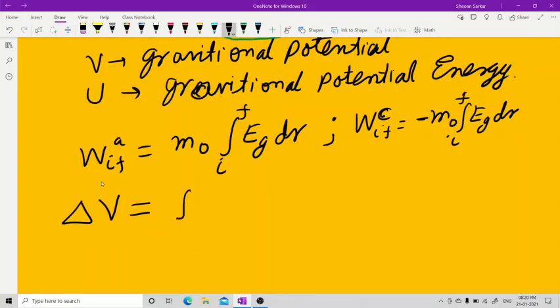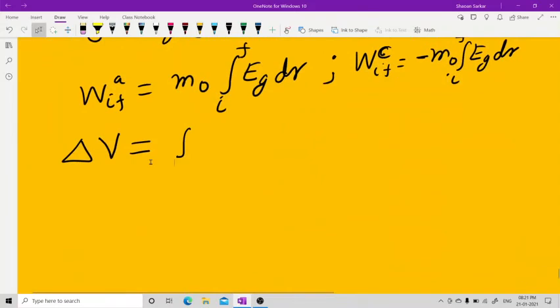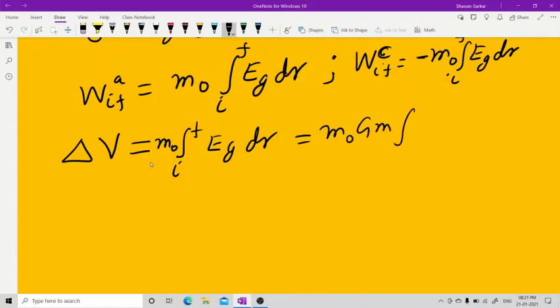Now, del V will be using this equation. Either you use this one or I use this one. I will get del V equal to whichever I use: M naught, initial to final, EG dr. Now I need not calculate, but if you want, I can calculate for you. Look, M naught EG is what? GM, and dr upon r square, initial to final, so this is minus GM M naught.